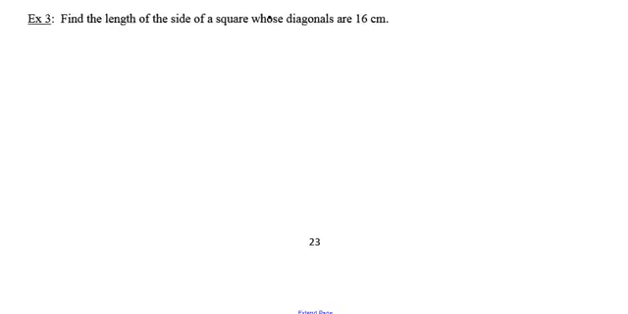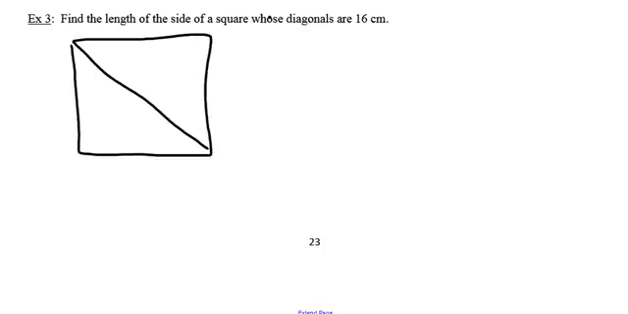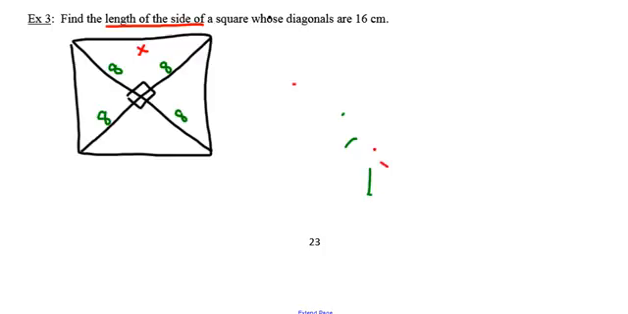Number 3 is a very similar type of question. It says find the length of the side of the square where the diagonals measure 16 centimeters. So again, I'm going to draw a nice picture so I have a visual of what it is that I'm looking at. Because every square is a rhombus, the diagonals are perpendicular. Because every square is a parallelogram, the diagonals also bisect each other. So each of these little pieces of the diagonal is therefore 8. And again, we're trying to find the length of the side of the square. I'm going to call that x.